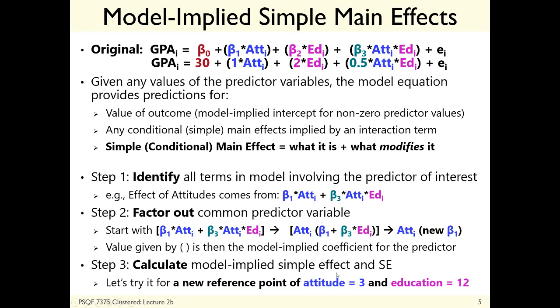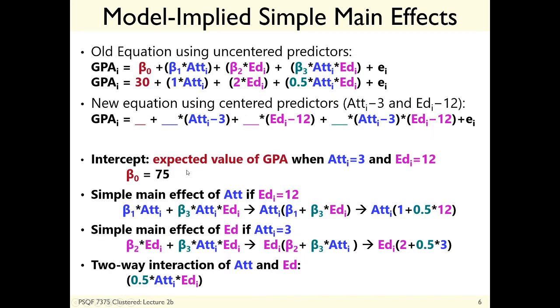So if we do this with a new reference point, let's see what would happen if we centered our variables. So we know if we swapped out our variables to be attitudes centered at 3 and education centered at 12, that way our main effects and our intercept mean something. We already figured out what the intercept would have been. It's 75. That came from the model. But we can figure out also what the new beta 1 and beta 2 would be under this new centering strategy.